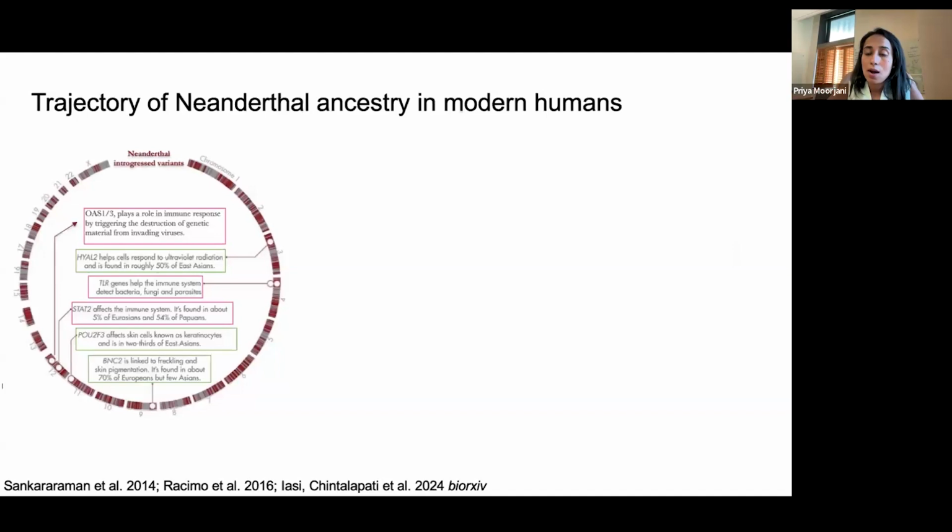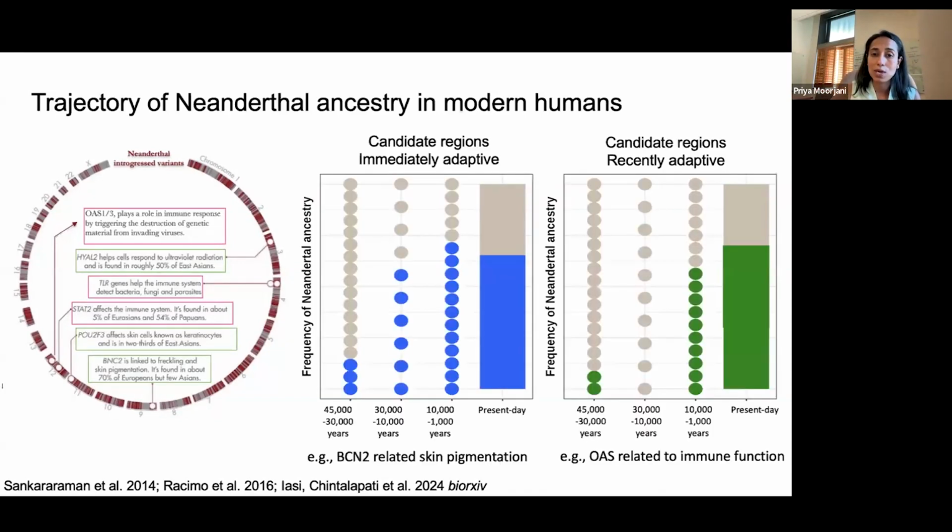Now we can also start looking at the functional variation to try to study if these variants that are present at high frequency in present-day living people, is this because of selection, or is this because of just drift? If it's because of selection, what were the selection pressures? And in that case, learning about the timing can be quite helpful. So that's what we tried to do. We tried to look at when these variants arose and what was their frequency over time. So if we look at one of these variants, this is a variant in a gene called BNC2, which is related to skin pigmentation.